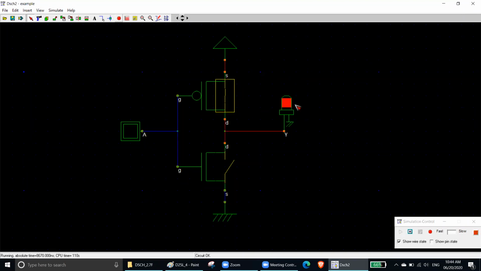So now let's see when your input is 1. When your input is 1, at 1, your NMOS is on. On means short, right? Your NMOS is on, but your PMOS is off. Off means open. It is open. So when it is open, no current can come. If there is no current, so there will be no LED on, right?